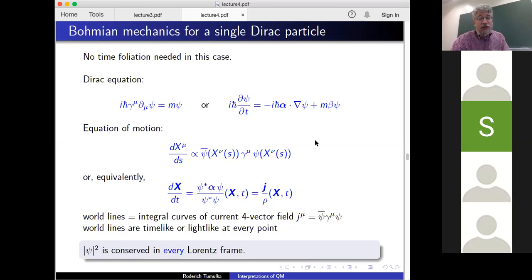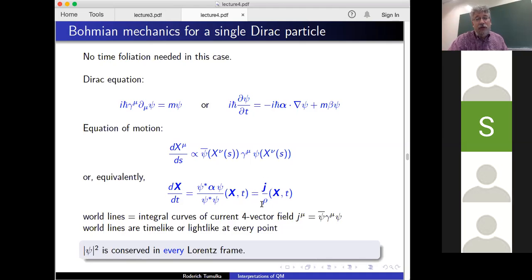So in other words, the world lines are the integral curves of the probability current 4-vector field J^mu. And here is the same thing written in a different way, parameterized by coordinate time. And here you have 3 space coordinates. So that would be the apparent velocity in one particular Lorentz frame. You would get this formula.